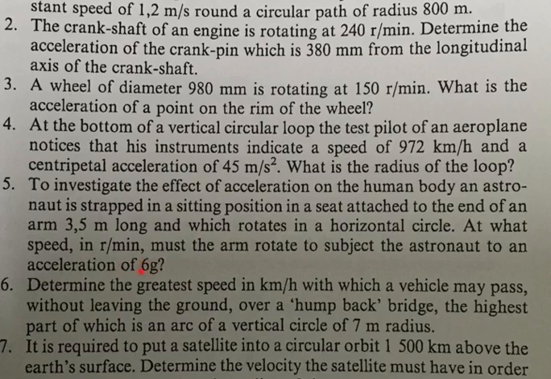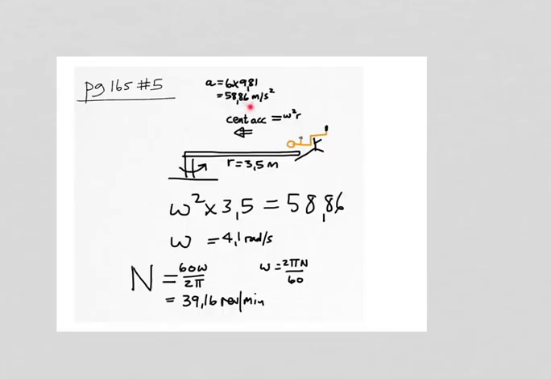Now remember, 6g would be 6 times your normal gravitational acceleration. So that would be 6 times 9.81 meters per second squared, which would be 58.86 meters per second squared. So there's our rotation, there's the arm 3.5 meters long, there's the human strapped to the seat, and he's rotating in a circular path. We're looking in the plane of rotation.